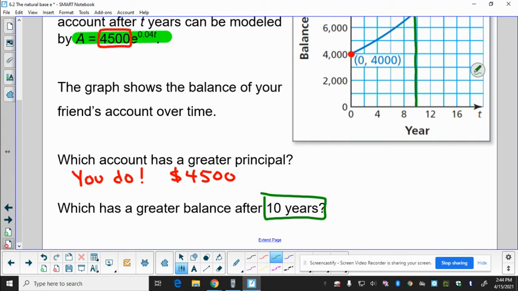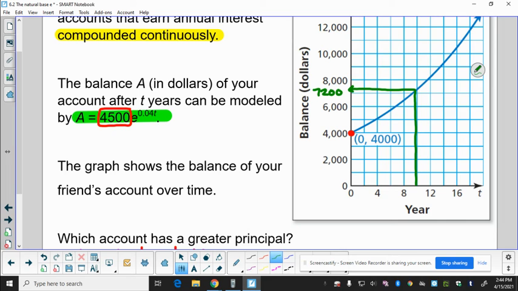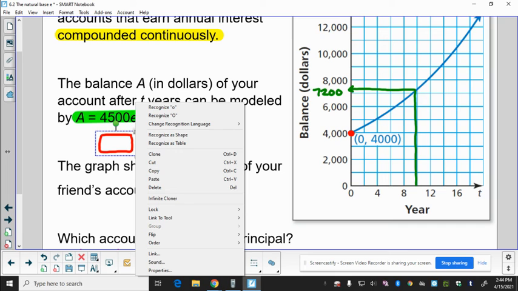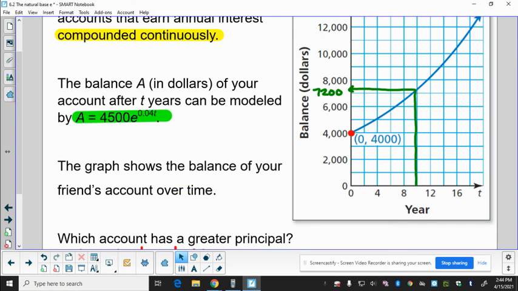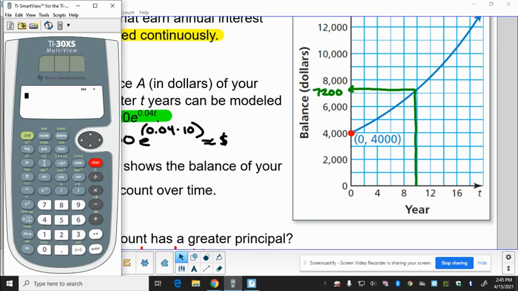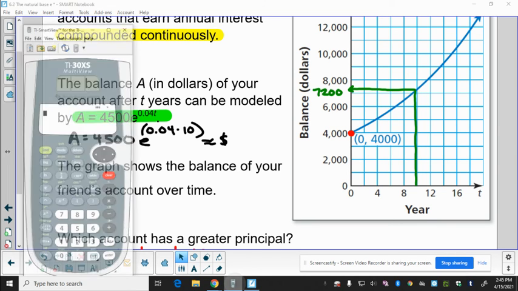All right, so I think what we're going to do is we're going to go up here, and we're going to use this. And what we're going to do is we're going to replace the t with a 10. So this is going to be A equals 4,500 e to the 0.04 times 10. And then we're going to get an approximation of this. So let's get the calculator out. I already forgot what that was. 4,500.